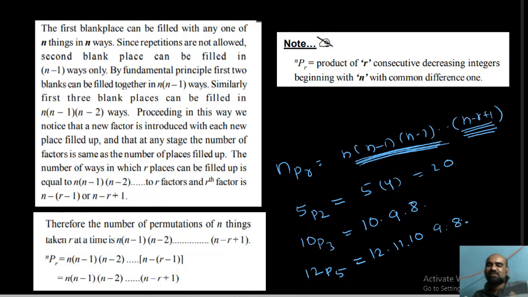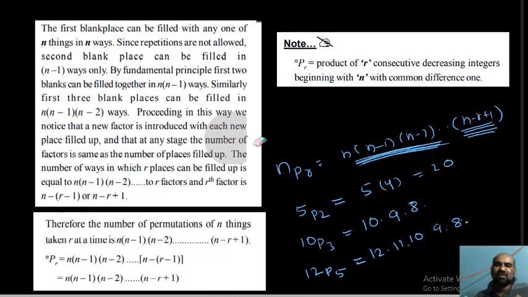What is the meaning of this? There are 12 different objects. From 12 different objects you want to choose 5. After selecting those 5, you want to arrange them in a row. How many different ways can you arrange? I can say 12 into 11 into 10 into 9 into 8. Okay, so an important observation.